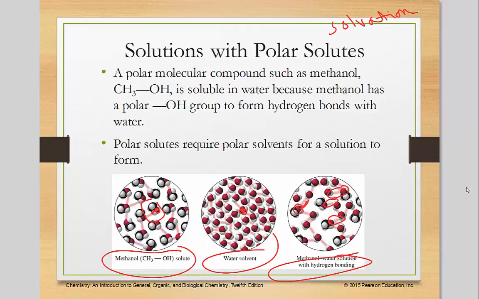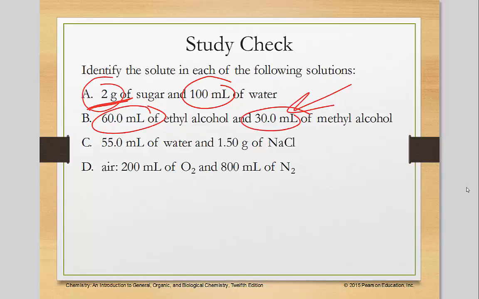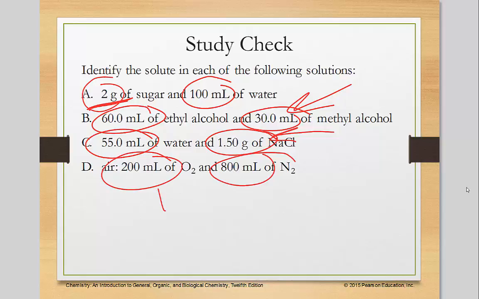So let's take a step back. Identify the solute for each of the following solutions. 2 grams versus 100 milliliters. 2 is smaller, so therefore that's going to be our solute. 60 milliliters versus 30 milliliters. 30 is smaller, so that's going to be our solute. 55 milliliters versus 1.5 grams. 1.5 is smaller, so it's our solute. 200 milliliters versus 800 milliliters. 200 is smaller, that's our solute.